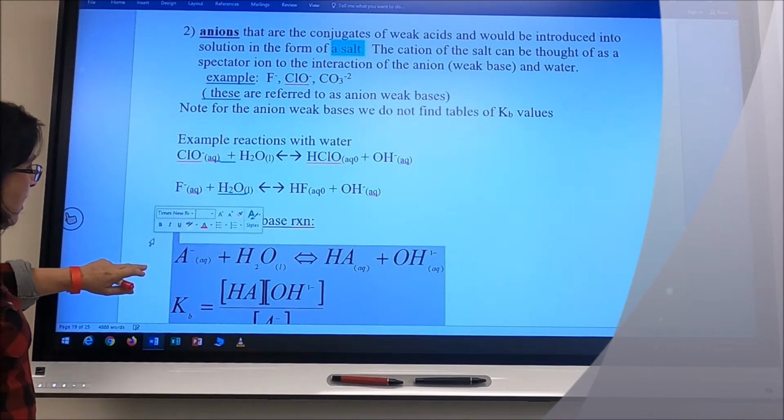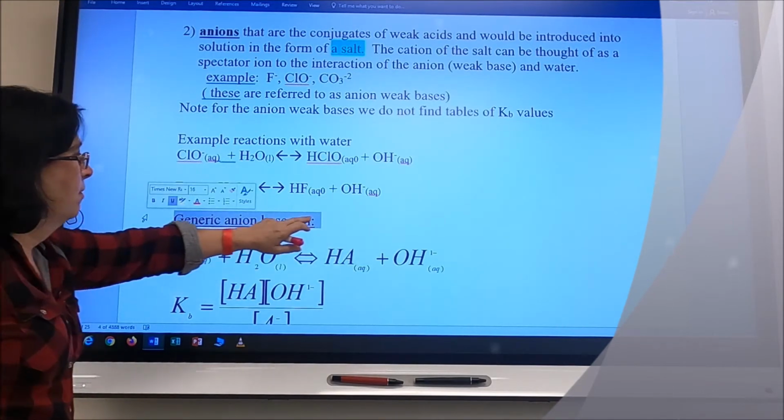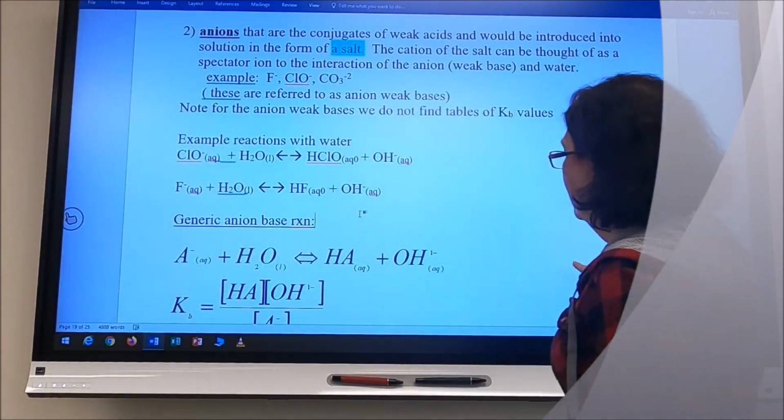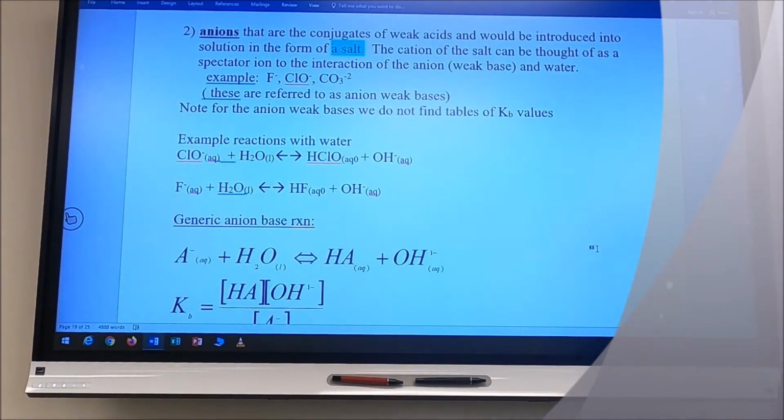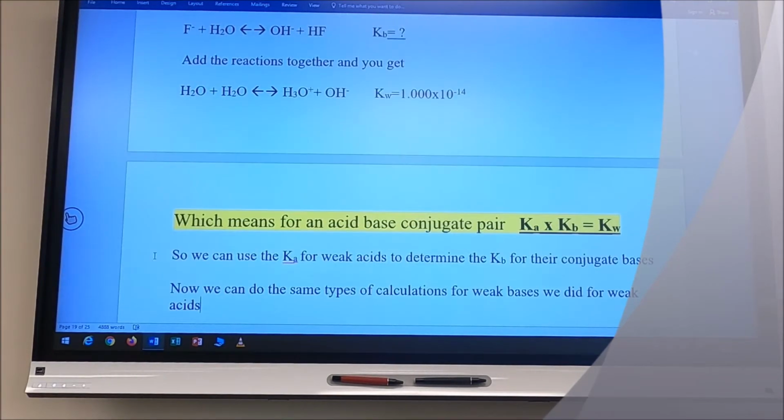So that our generic here, nope, won't let me scroll up. Okay, that went a little far.